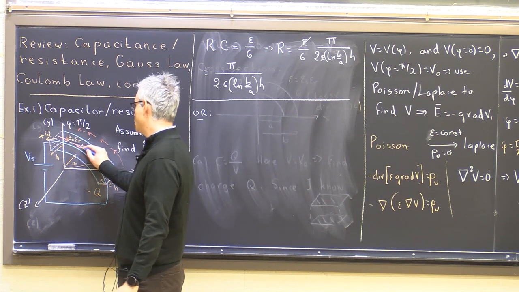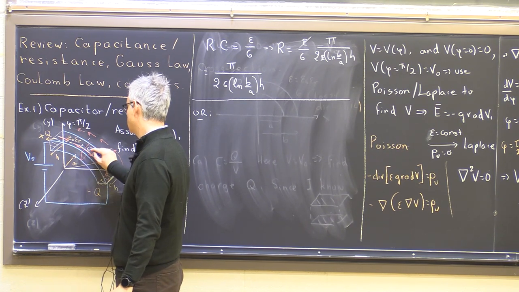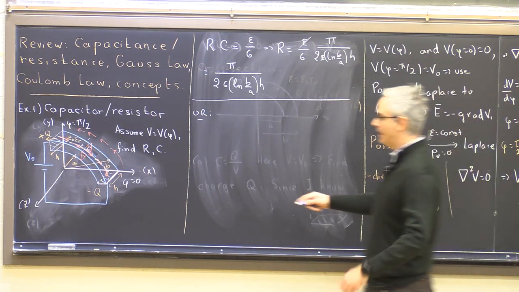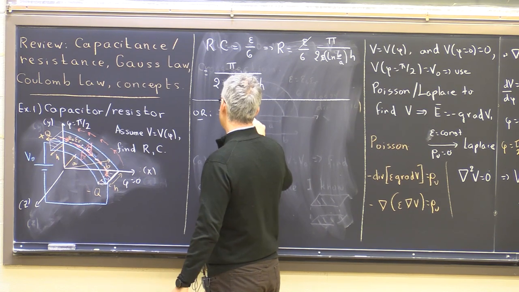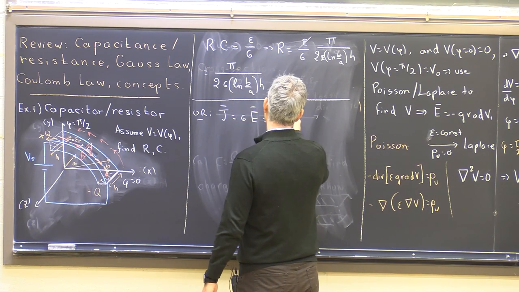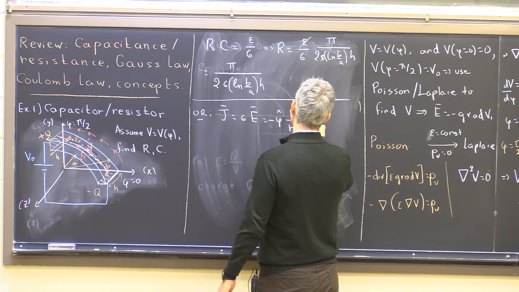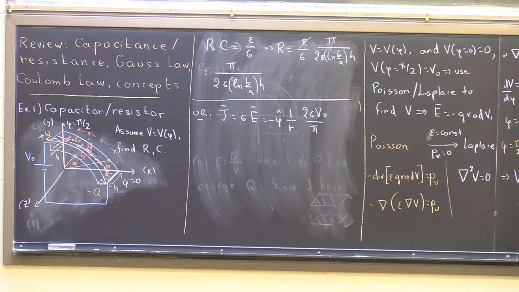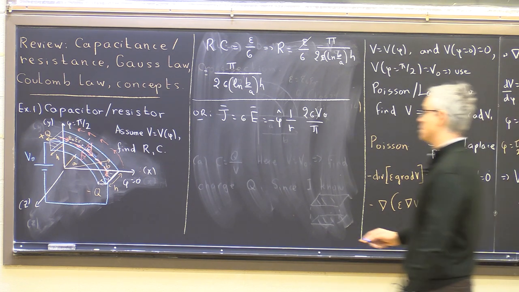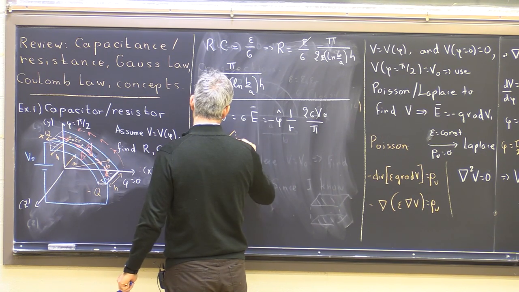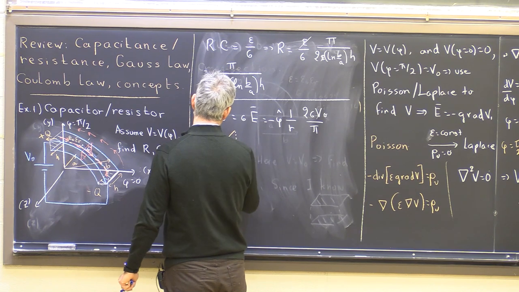And the current, as you see, flows through this cross section here. So the electric field gives rise, because of the conductivity, to a current density J, which is sigma times E. So the electric field, again, is over there: 1 over r, 2 sigma V naught over pi. So if I want to find the current, I need to integrate this current density over the cross section through which the current flows. So this is a cross section. This integration will be very similar to the integration we just saw.